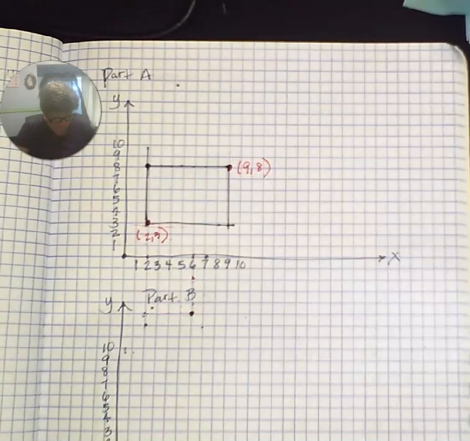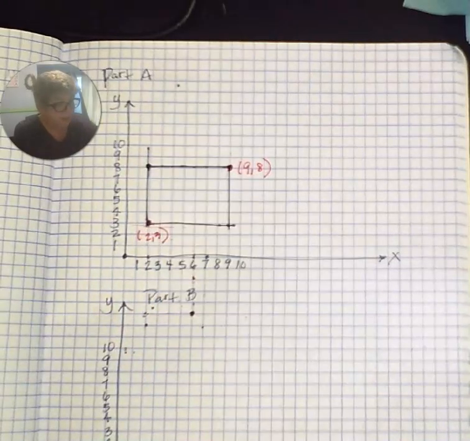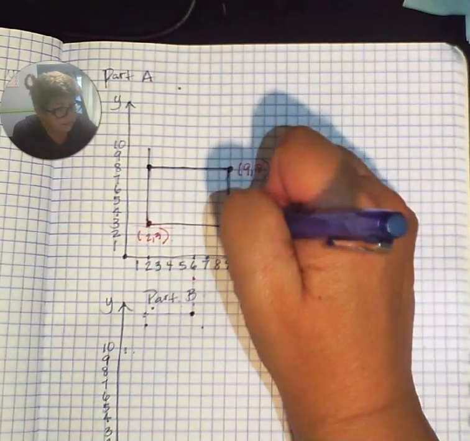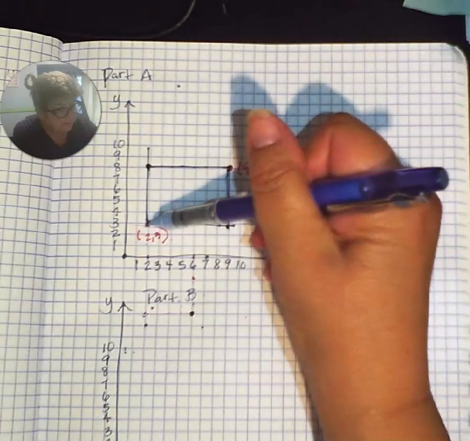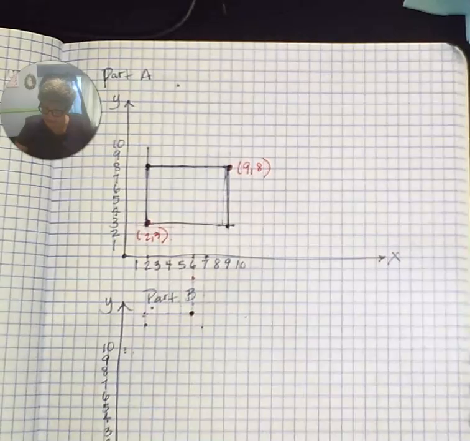Okay, and how can you check your work to be sure that you chose the correct locations? We can make sure that everything has right angles. We can make sure that our opposite sides are equal in length, right? This side and this side have to both be 7, and these two sides have to be from 3 to 8, 5. They both have to be 5. Okay, so we can double check that.